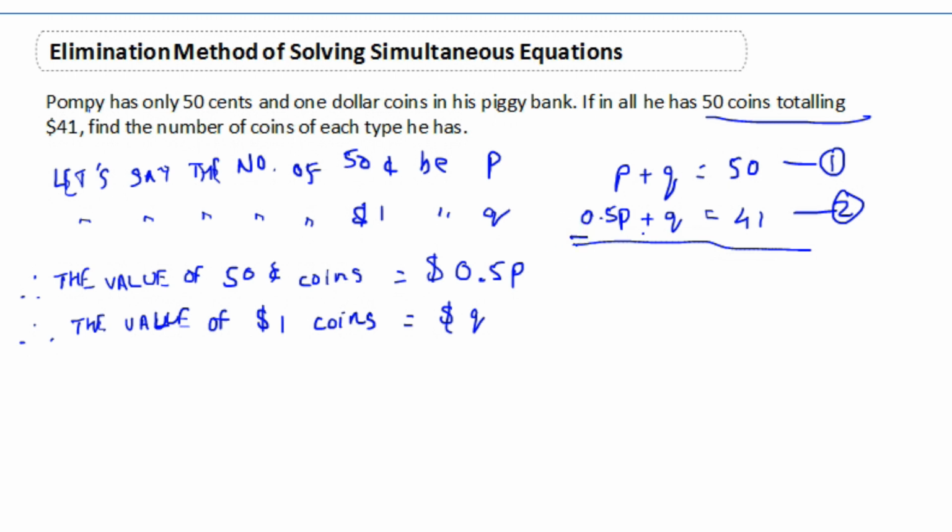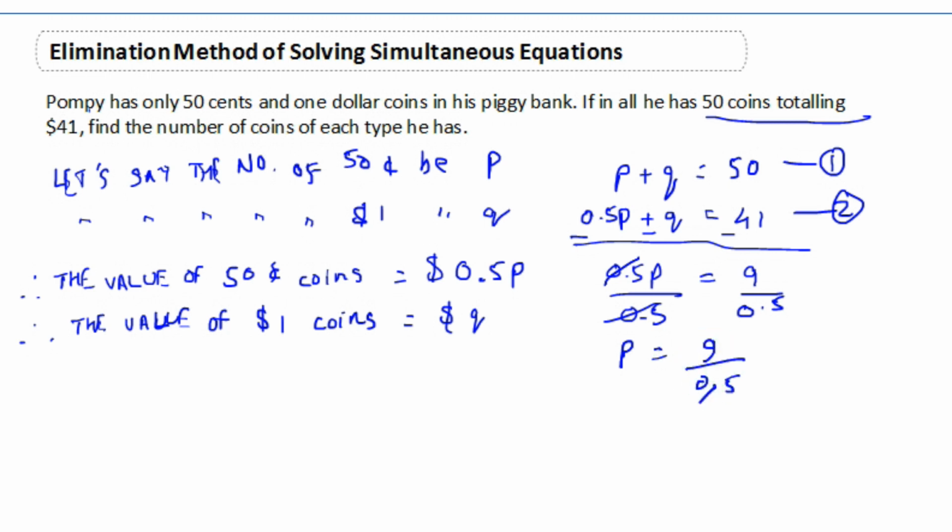the signs change, so all of these become negative. So p minus 0.5p gives me 0.5p. q minus q gives me 0, so I don't need to write that, and 50 minus 41 gives me 9. Therefore dividing both sides by 0.5, the 0.5 here gets cancelled, and I get p is equal to 9 upon 0.5.